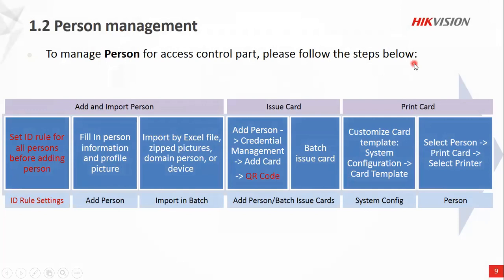This is for the access control part. These are the steps that we just went through right now. Very important when setting the ID rules for person adding. It depends on the devices that you have. If you have, as an example, the DS-K1T804, these are our old fingerprint readers. Very important that you make sure on HIK-Central itself, you add 8 digits for your card number.